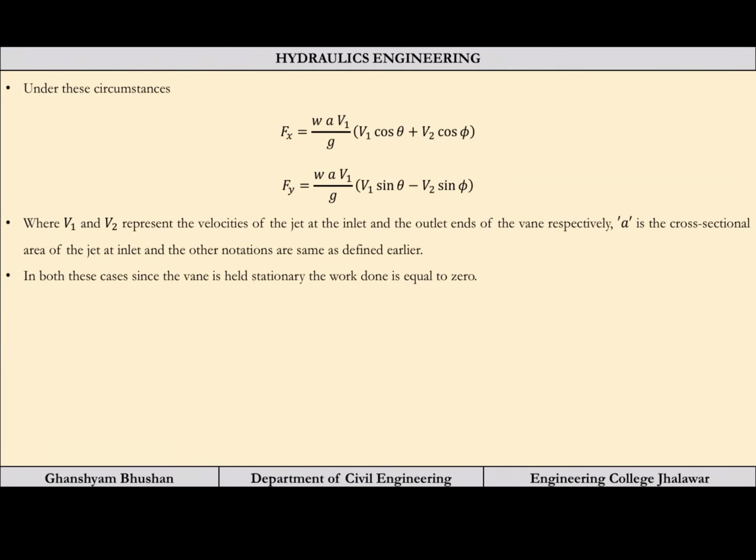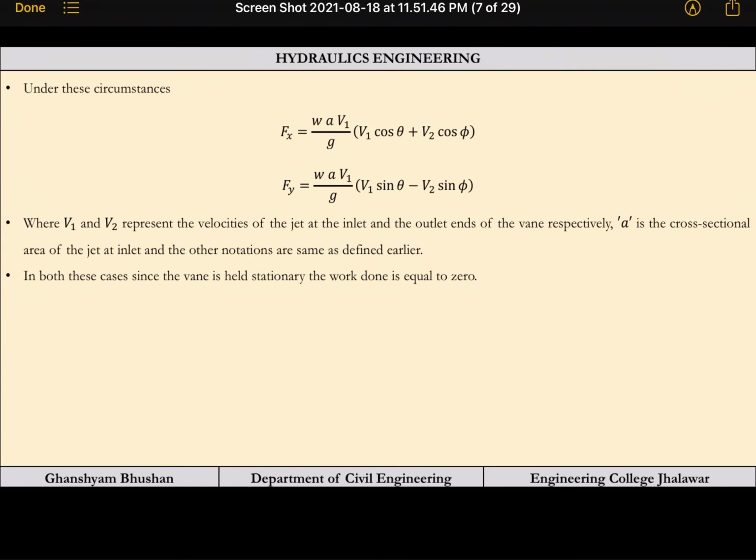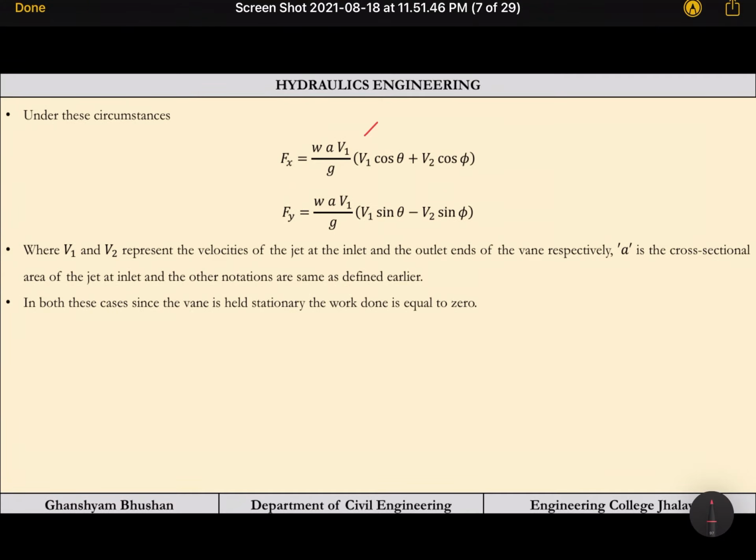Now under these circumstances, if the frictional losses are being taken into account, V1 and V2 will be the velocities. V1 is the inlet velocity and V2 is the outlet velocity. It is very rare that they will ask you this kind of question, but still you have to know these things also, where V1 and V2 represent the velocity of the jet at the inlet and outlet ends of the vane, and A is the cross-sectional area.